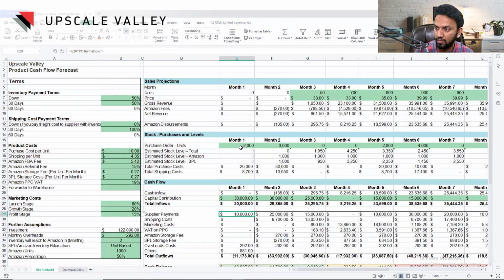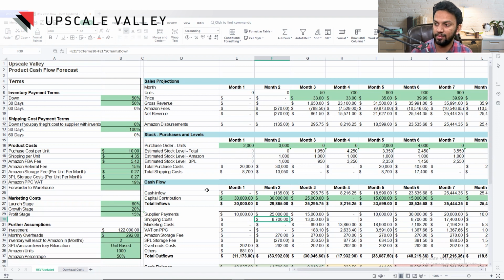So let's say we have placed 2000 units ordered here and here is the shipment cost, but then this cost is being deducted from the cash flow in the next month because we have added the 30 days payment term here.